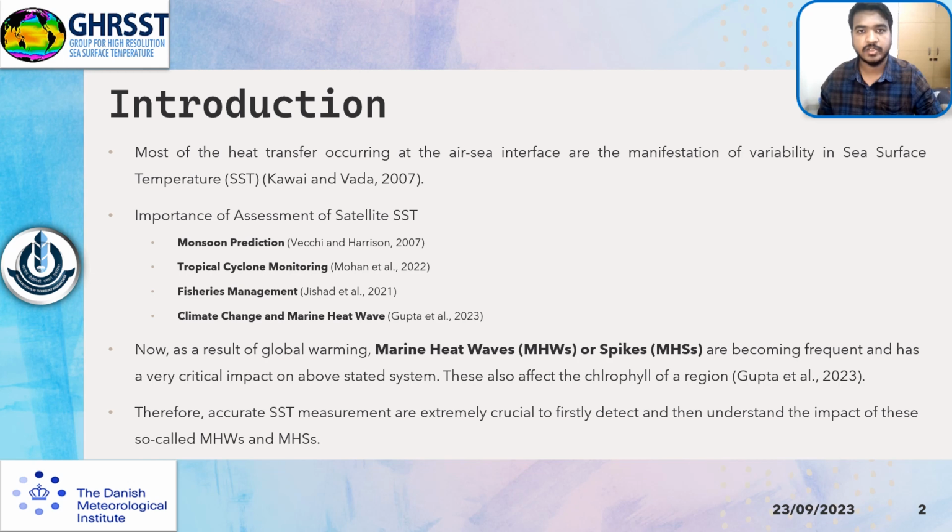So first I'll introduce the importance of studying and assessing satellite SSTs. Most of the heat transfer occurring at the air-sea interface is nothing but a manifestation of sea surface variability. Some of the phenomena that can be studied by satellite SST include monsoon prediction, tropical cyclone monitoring, fisheries management, climate change and marine heat waves. Now, as a result of global warming, marine heat waves or marine heat spikes are becoming more frequent and have a very critical impact on the above stated systems.